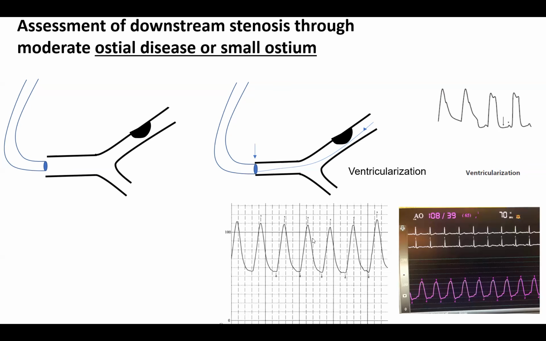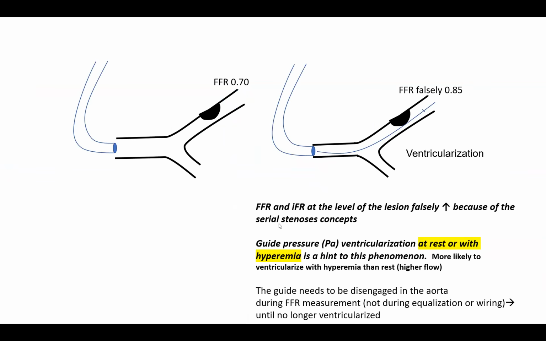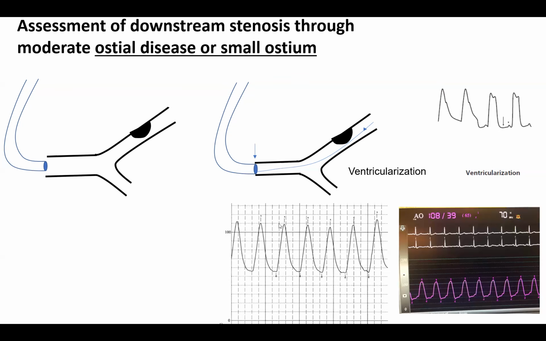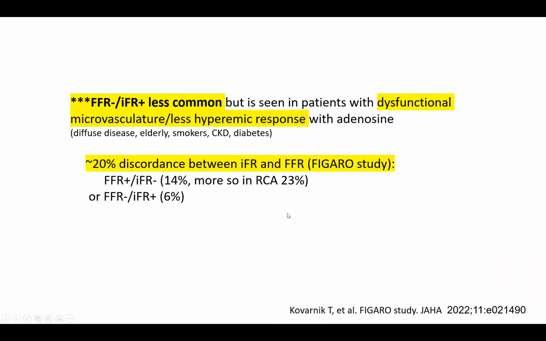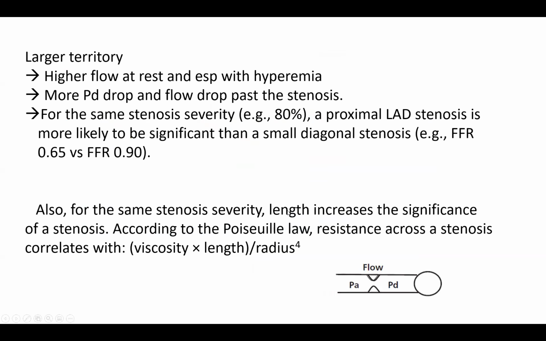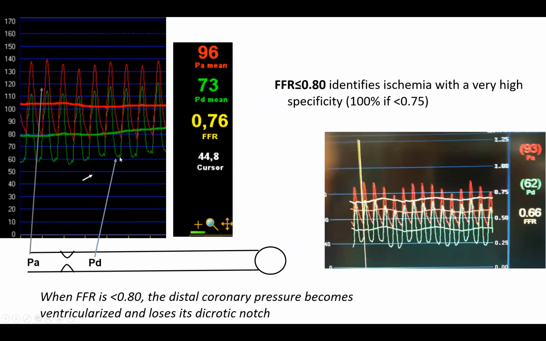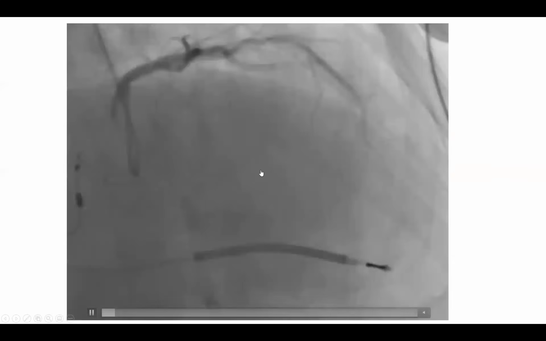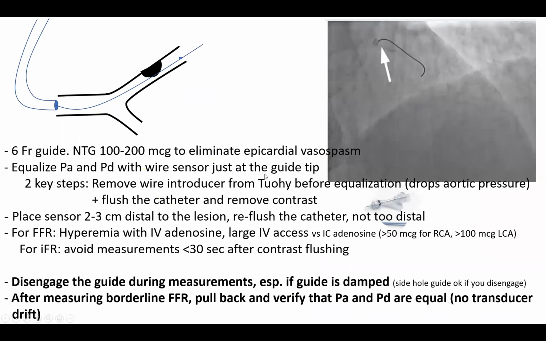And how do you understand this phenomenon? Again, I explained earlier that your distal pressure should be ventricularized when your FFR is significant. However, your aortic pressure should never be ventricularized. If your aortic pressure is ventricularized, this is a hint for you that your guide is too deep and obstructive, and it's impairing FFR measurement. You need to disengage it and get the true FFR, which will be a lot lower than when your guide is engaged. Okay?